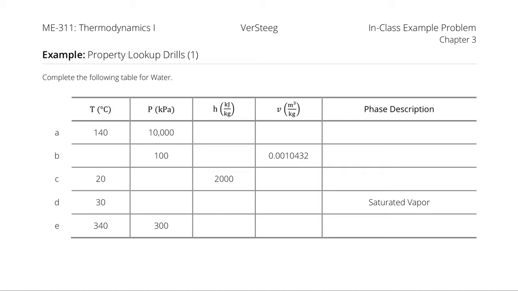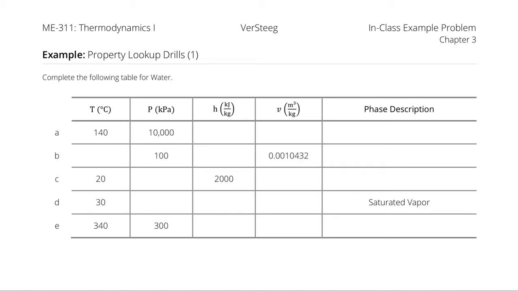Each of these is going to begin by trying to fix the phase to determine which phase corresponds to our property. At state point A, what we have is a temperature and pressure. So the way that we will fix the phase of state A is to look up the saturation condition corresponding to one of our properties and to compare the other one to that saturation condition.